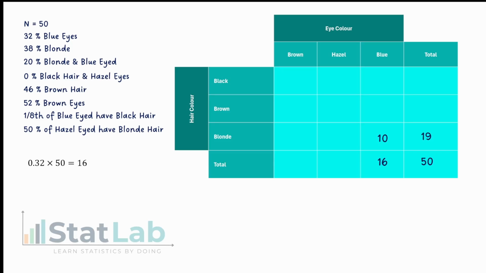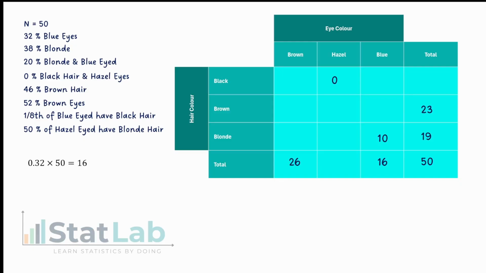So we go up to the top row for black hair, go across till we hit hazel, and we can throw a 0 there. Okay, now we have 46% of people have brown hair. So let's go to the second row all the way over to the end, and we will put 46%, which works out to be 23. 52% of people have brown eyes. So when we calculate that, we get 26.